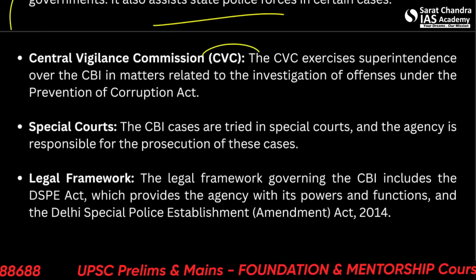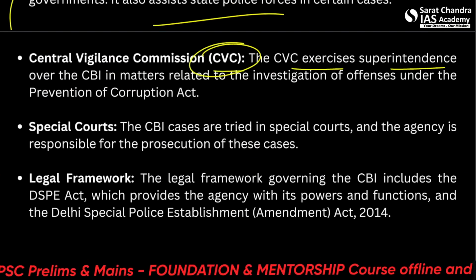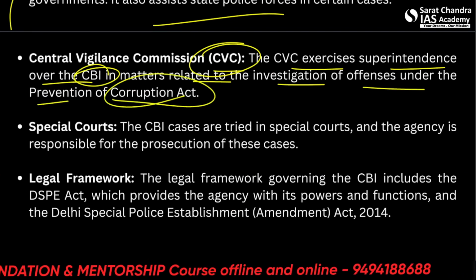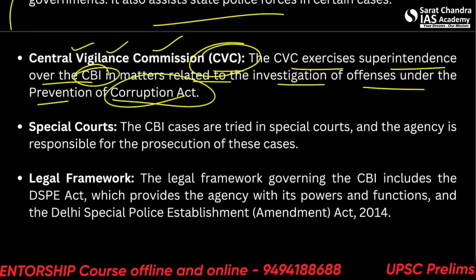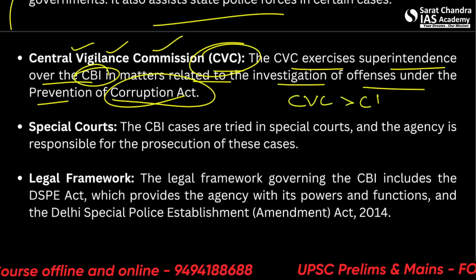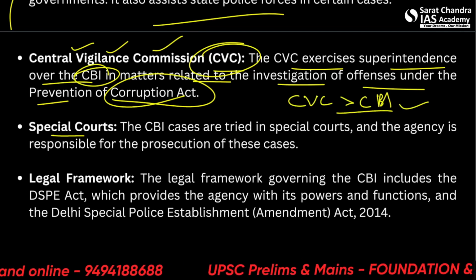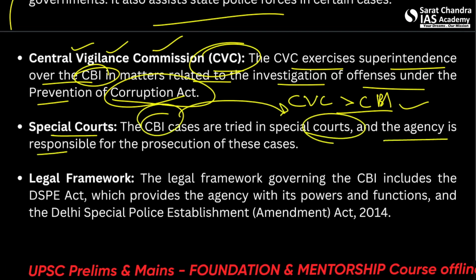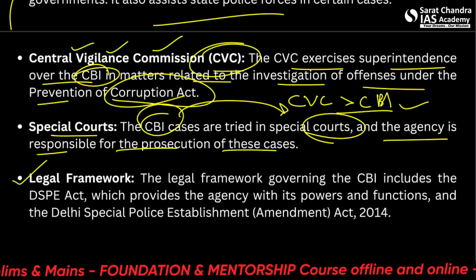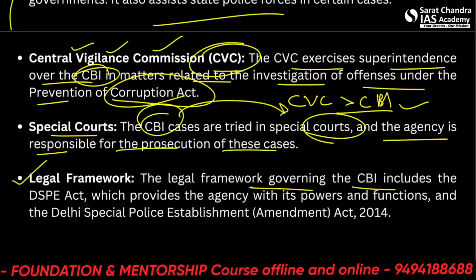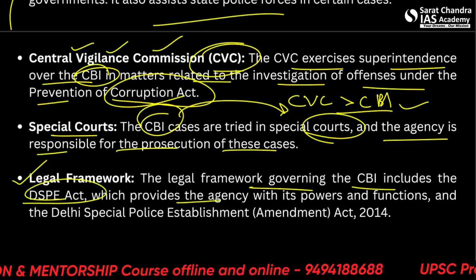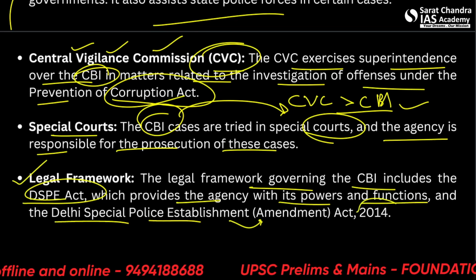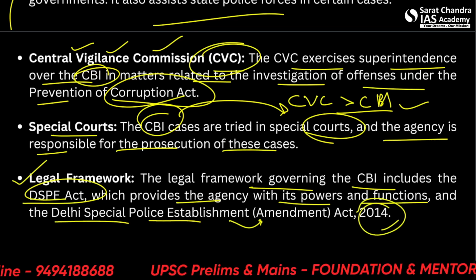What's important is another thing, the CVC. The CVC exercises superintendence over the CBI in matters related to the investigation of offences under the Prevention of Corruption Act. That is the Central Vigilance Commission. So the CVC, in corruption cases, is bigger than the CBI. CBI cases are tried in special courts, not in normal courts. An agency is responsible for the prosecution of these cases. Another thing is the legal framework. The legal framework governing the CBI includes the DSPE Act, which provides the agency with its powers and functions, and the DSPE Act was amended in 2014. So this is about the CBI.